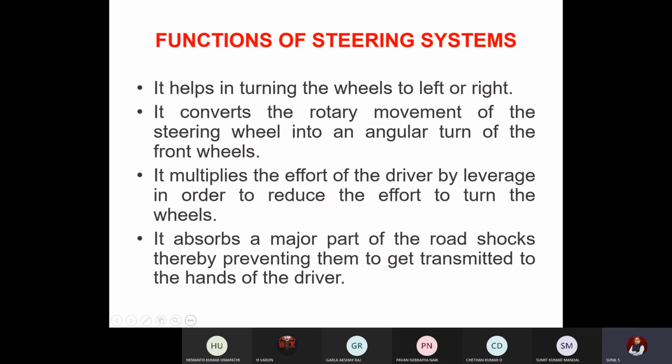What are the main functions of steering system? This is the most common question that we can expect in the exam.